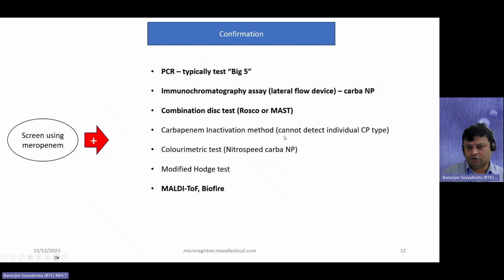Carbapenemase inactivation method is not used much because it cannot detect individual carbapenemase type. So is the modified Hodge test, which is not recommended anymore because it cannot detect individual carbapenemase type. Then colorimetric tests can be used, or you can use automated methods like MALDI-TOF or BioFire that can detect carbapenemase as well. So once you find the screening positive, you go for one of the confirmatory tests. Typically, PCR is the commonest. But remember, you might not find all types of carbapenemase in your laboratory, and if you still suspect that it could be a carbapenemase, then you need to send it to a reference laboratory for confirmation or detection of other types of carbapenemase.